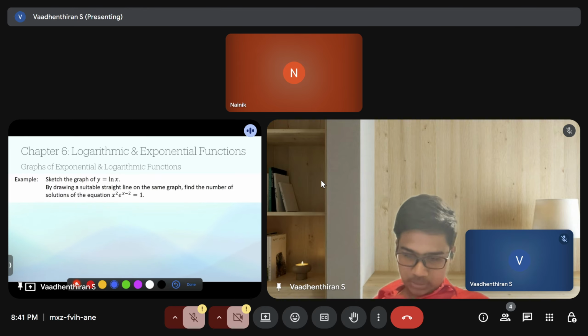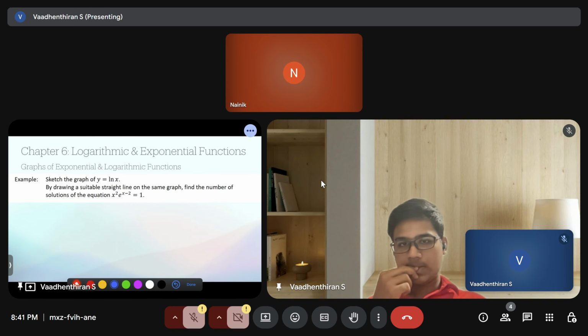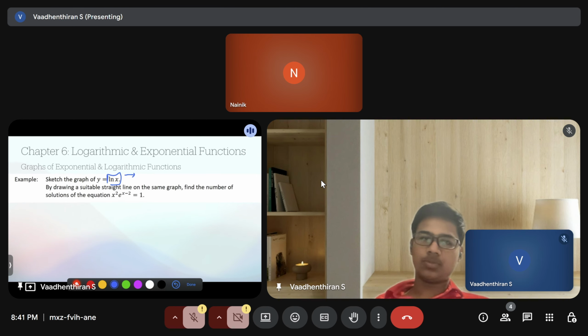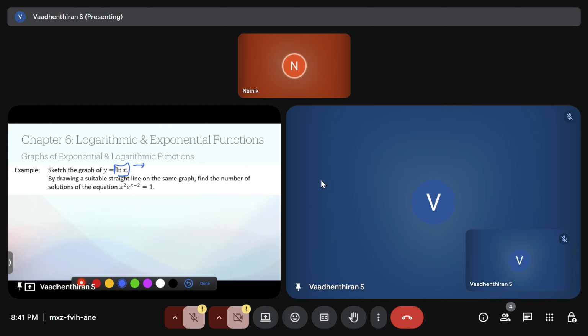Okay, now we'll just try a question for the graphs. Just remember ln is basically the log. It's just the log of exponents. So it's fine.